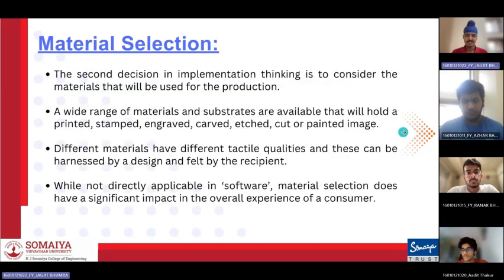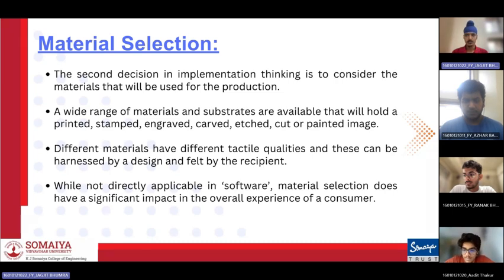Next, we move on to material selection. So the materials used in our design process are also a crucial part. This is the second decision in the implementation phase. Basically, material selection encompasses a wide variety of materials and substrates. For example, printed, stamped, engraved, carved, etched, cut, or painted images or other materials can be used. Different materials have different tactile qualities, and these can be harnessed by a design and felt by the recipient.